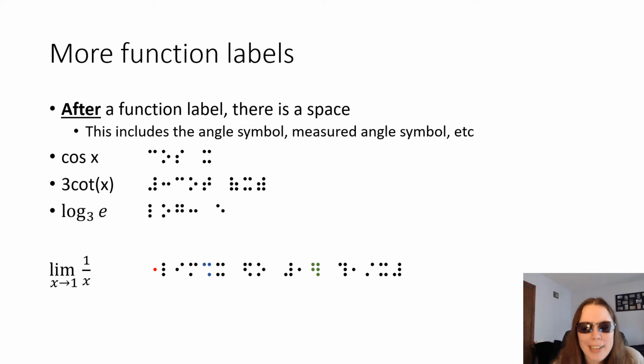Why is there this space? Because it makes other things that work in Nemeth work in function labels. A common example would be logs. Logs often have a base, and really any function might have a subscript after it.